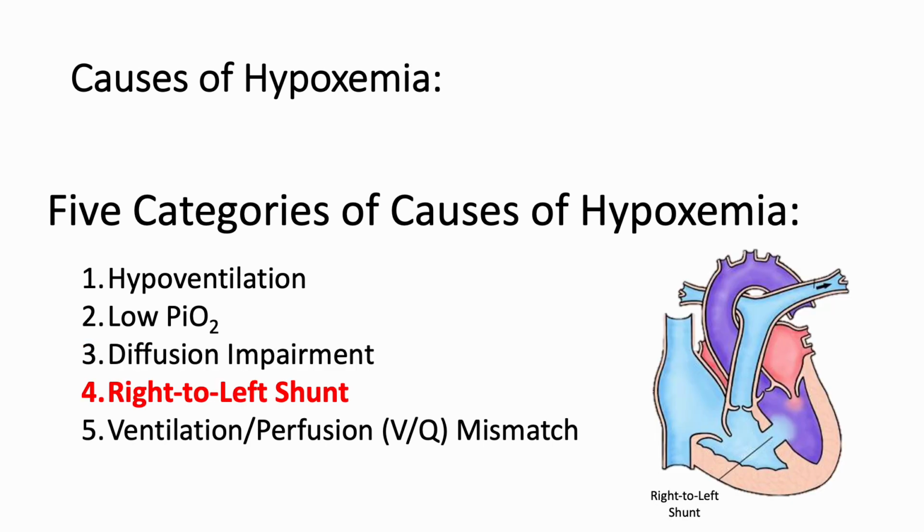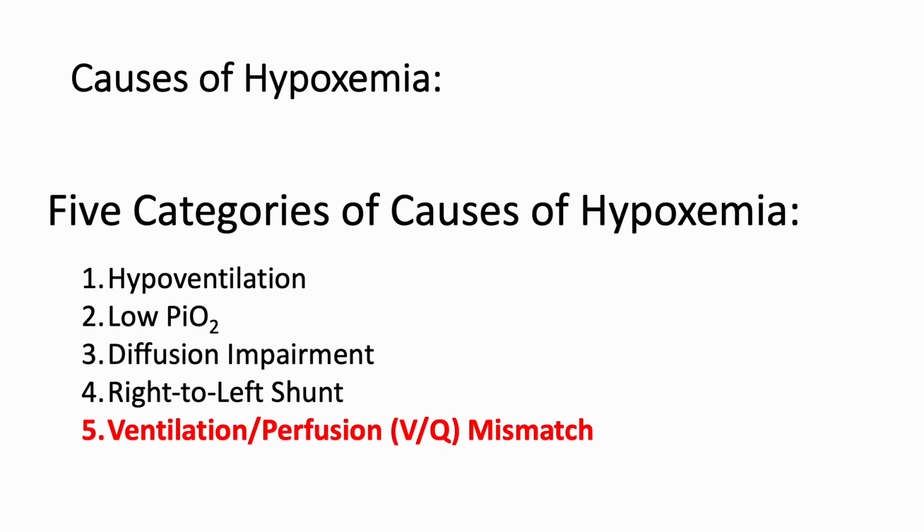The fourth cause we'll discuss is a right to left shunt, which is a situation that occurs when blood is able to pass either through the lungs without being oxygenated by the lungs or around the lungs altogether, thus contributing deoxygenated blood directly into the systemic circulation. An example of this would be a ventricular septal defect or a VSD with a high right-sided pressure shunting blood from the right heart to the left heart.